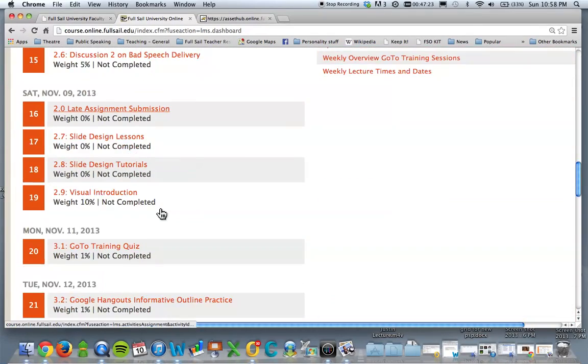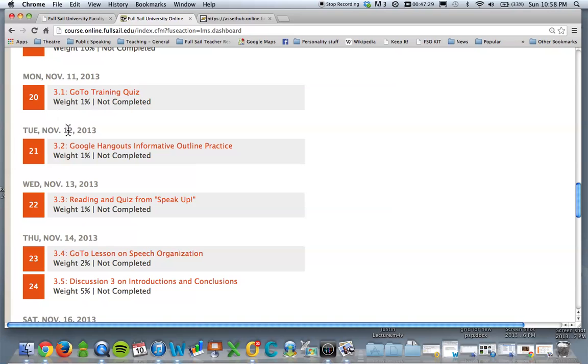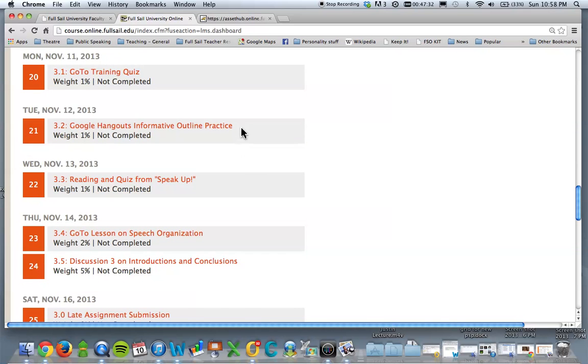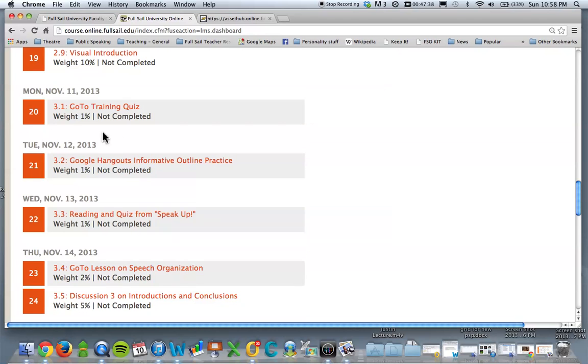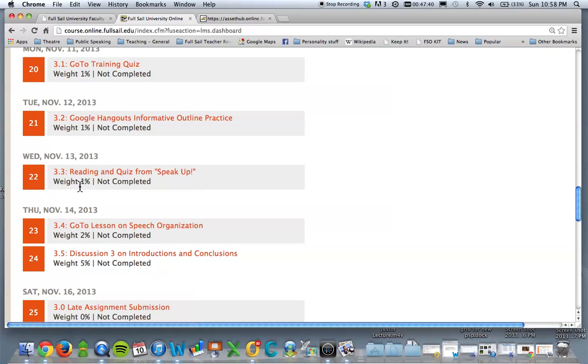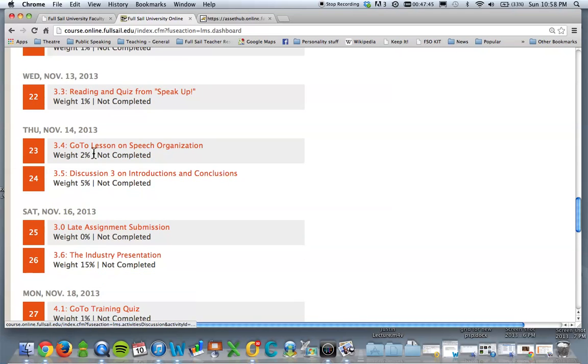Remember that the assignments here are all listed. So you've got your go-to training quiz, that's 3.1. The Hangouts, the informative practice, 3.2, 3.3. Now I know your dashboard looks a little bit different from mine, but we still have this similar concept. It should look somewhat similar, and the labels for the assignments are certainly the same. You can notice the weights for things.